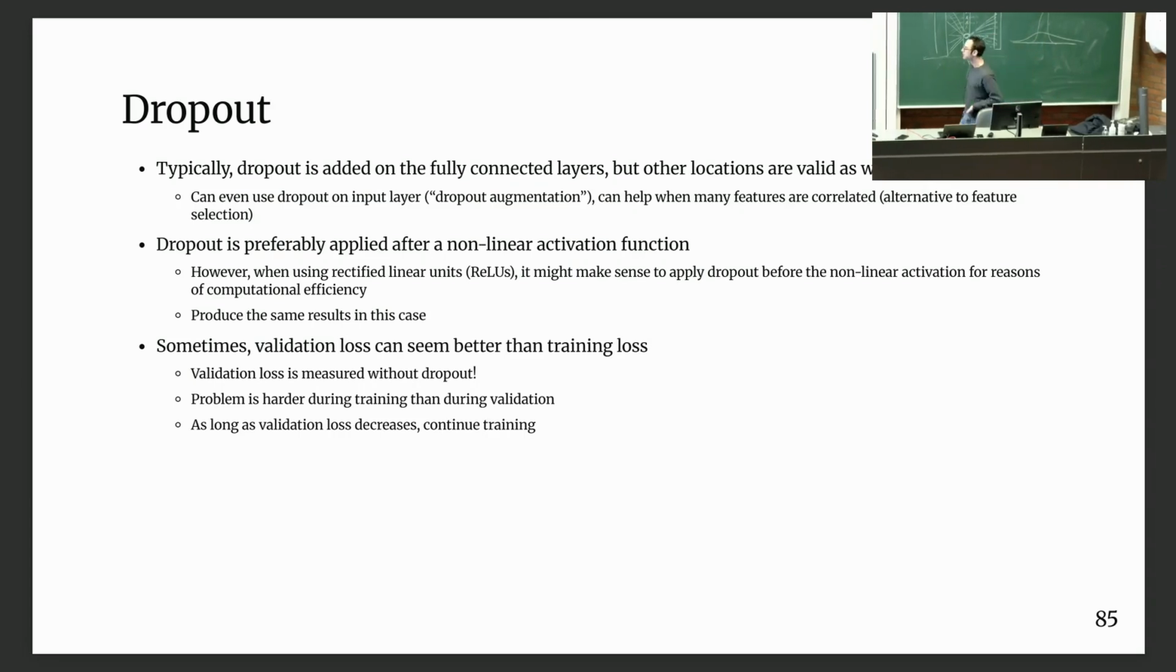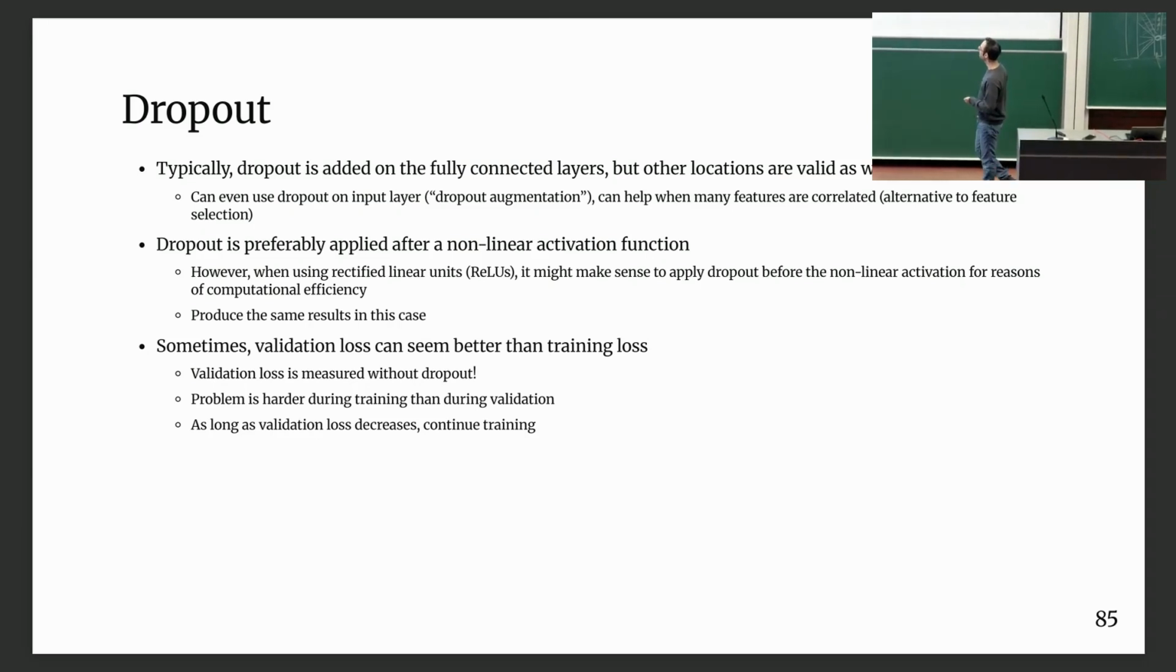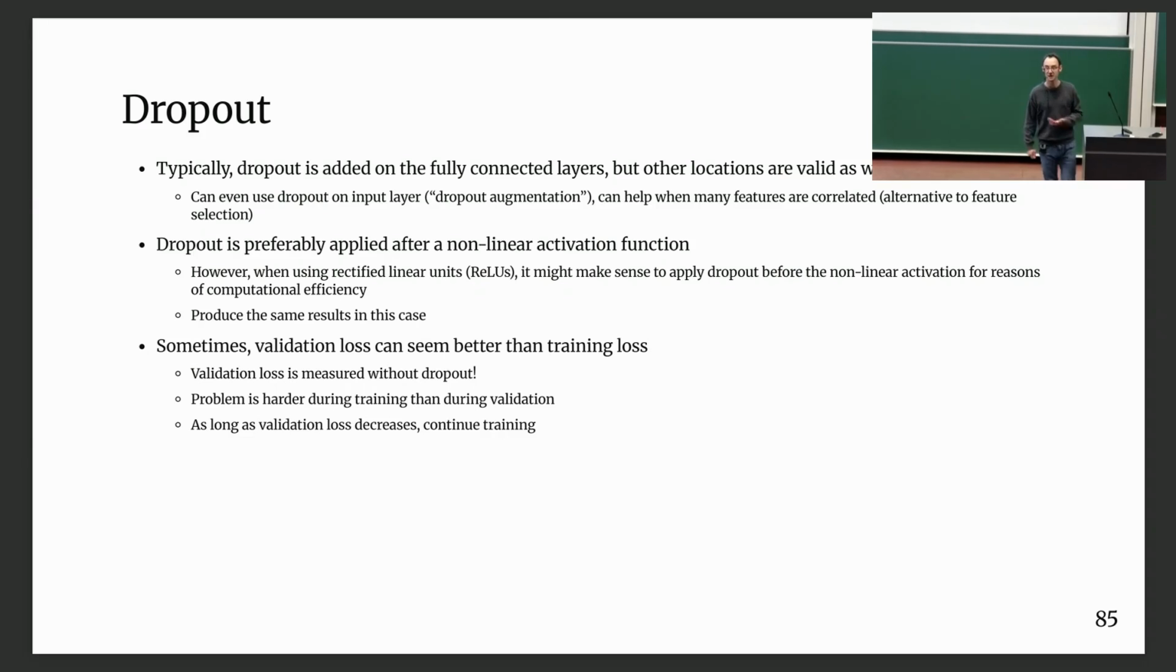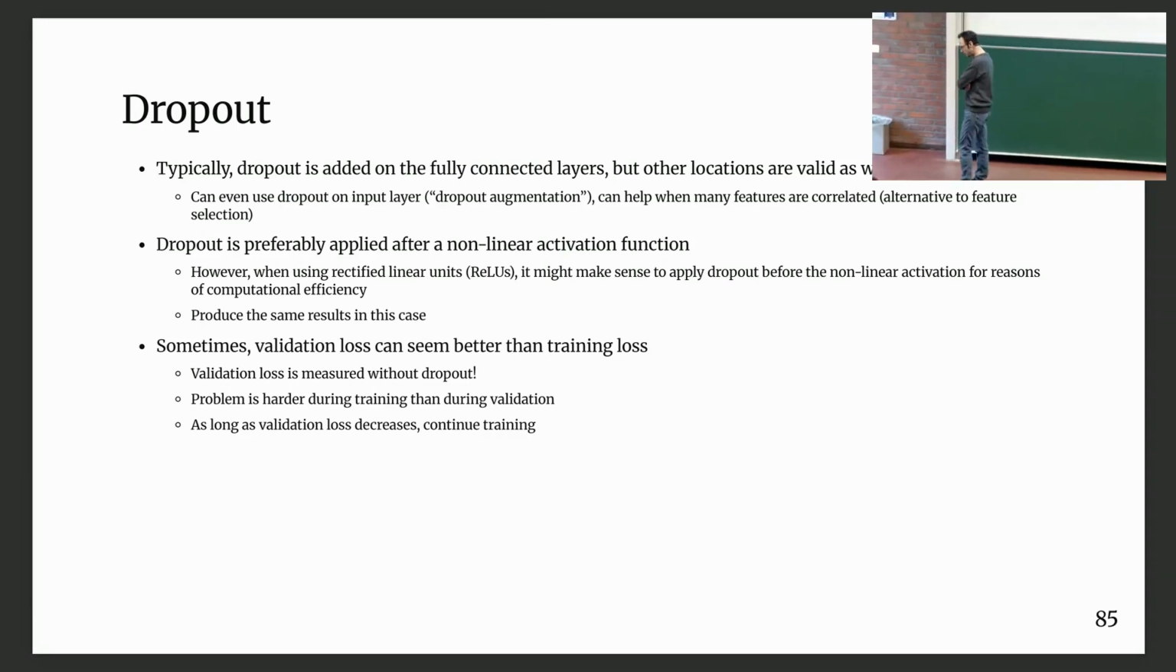Of course, it could also be that your validation loss seems better than your training loss, because validation loss, again, is measured without dropout being applied, whereas with your train loss you are applying dropout. So the problem is harder during training than it is during validation, but that's exactly what we kind of want, right? We want to find a model whose weights are in the end more capable to generalize. So as long as our validation loss is good, and as long as this continues to decrease, you can continue to train as always, right?